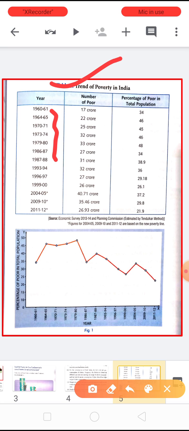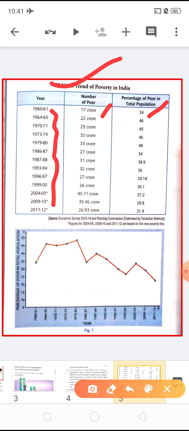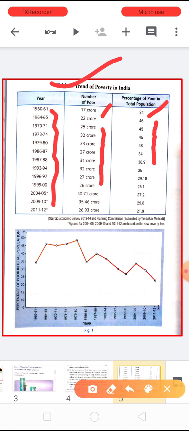Here is the number of years you are observing. In the year 1960 to 61, 17 crore people are poor, which is almost 34% of the country's population. Then slowly, year by year, this trend increased, and the number of the poor is increasing, and their percentage somehow increases, then decreases, and somehow it again increases in the year 2004 to 5.